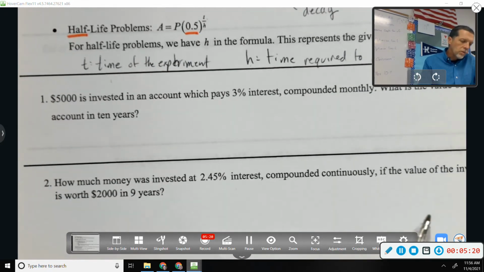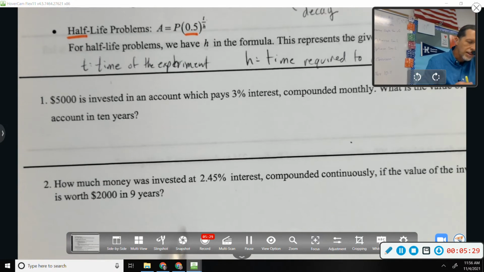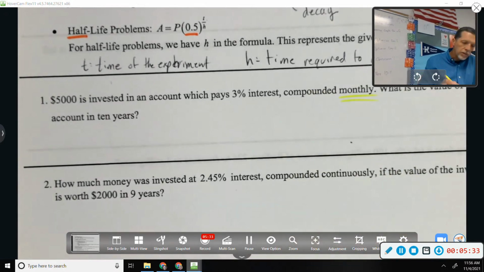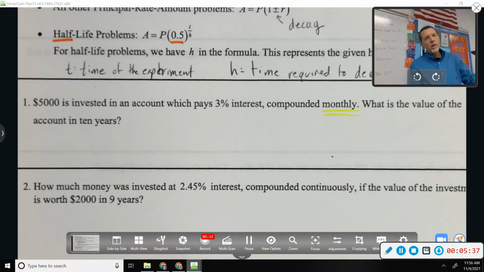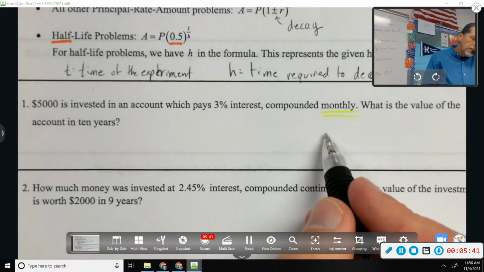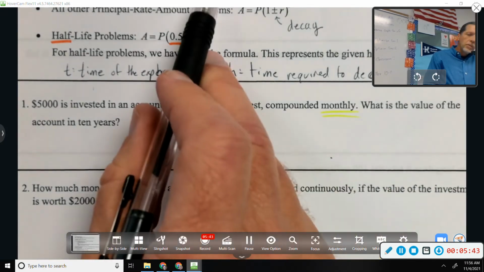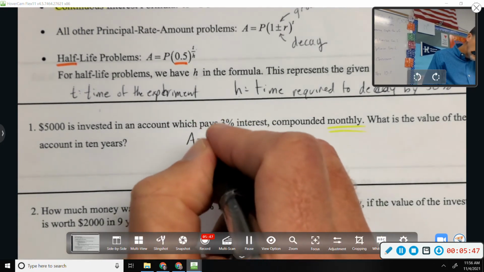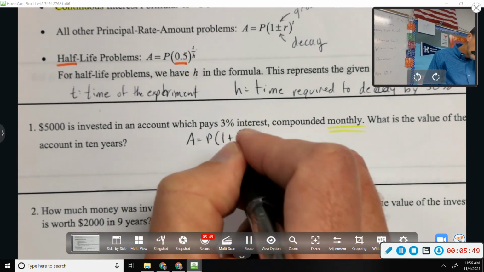All right, number one. $5,000 is invested in an account which pays 3% interest compounded monthly. That's a big hint as to which formula we'll use. What is the value of the account in 10 years? So I would say job one is figure out which formula to use. But if we're compounded monthly, that would be the one that has an N in it. So let's write the formula.